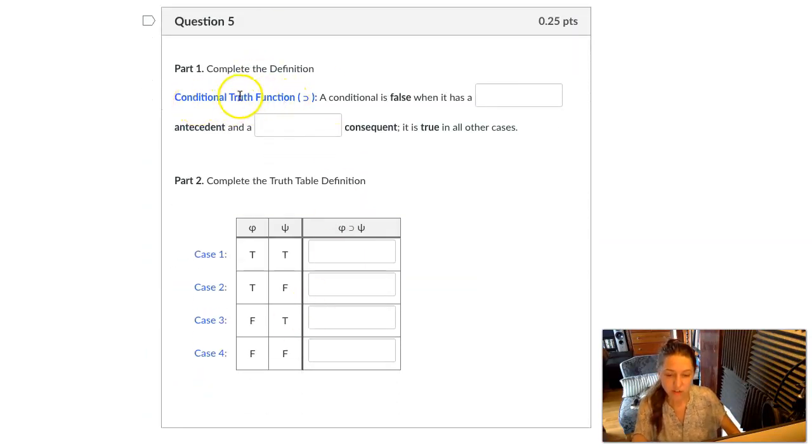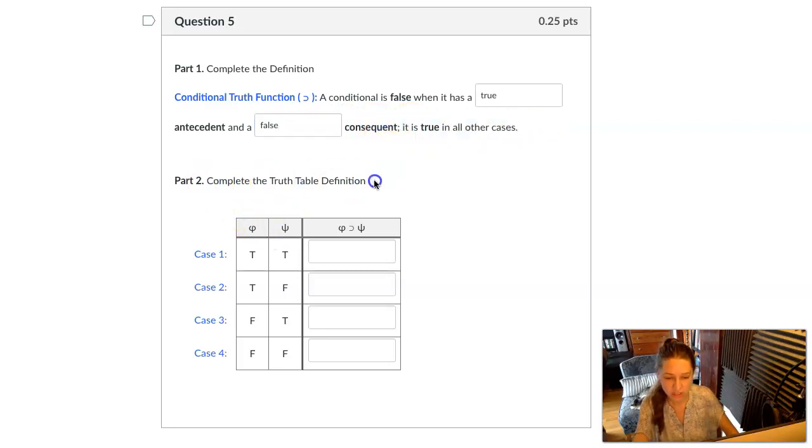Okay, next, conditional truth function. A conditional is false when, remember this is the special case, there's only one way a conditional statement can be false. It's false when it has a what? Antecedent, that's the first part, a true antecedent, and a false consequent. It's true in all other cases.